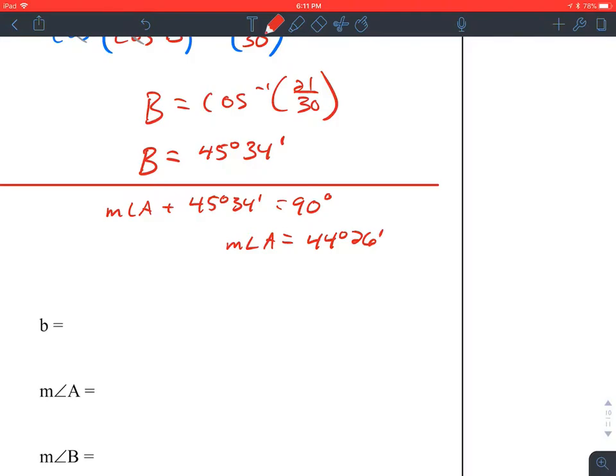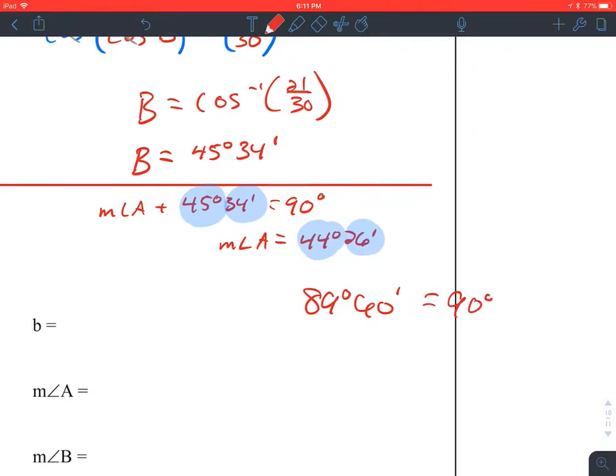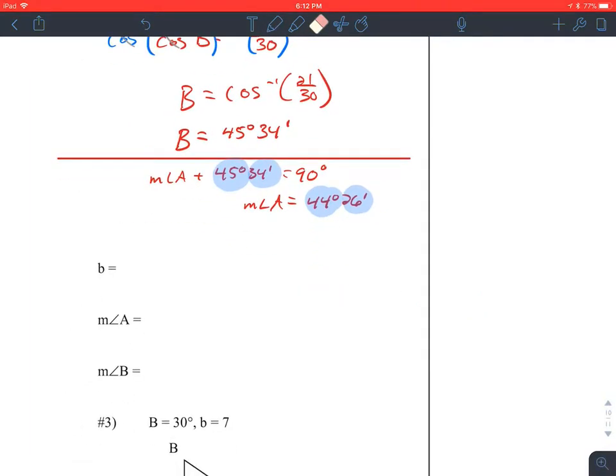How do you find the answer that fast? Here's what I always do. You know, I'm not great with numbers. I make sure my degrees add up to 89 degrees, and my minutes add up to 60, because 60 minutes is 1 full degree. This is the same as 90 degrees. So that's what I'm trying to accomplish when I do that. If it doesn't make sense, ask me in class and I will try my best to explain it.